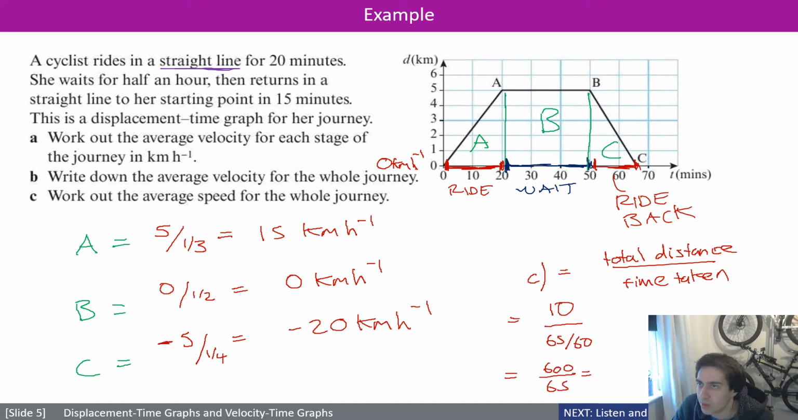which gives me approximately 9.23 kilometers an hour. Okay, and that's it. Got the average speed.